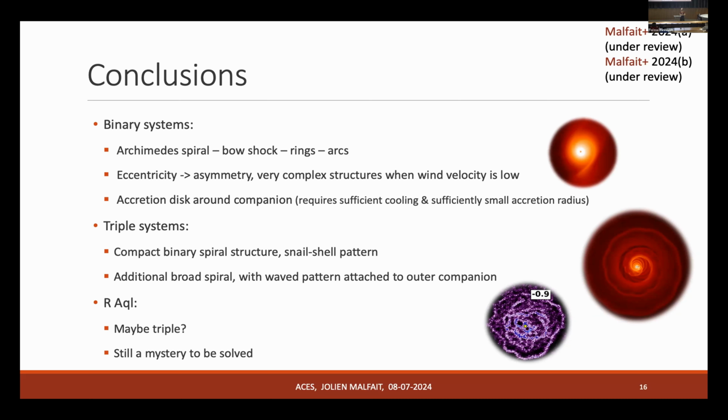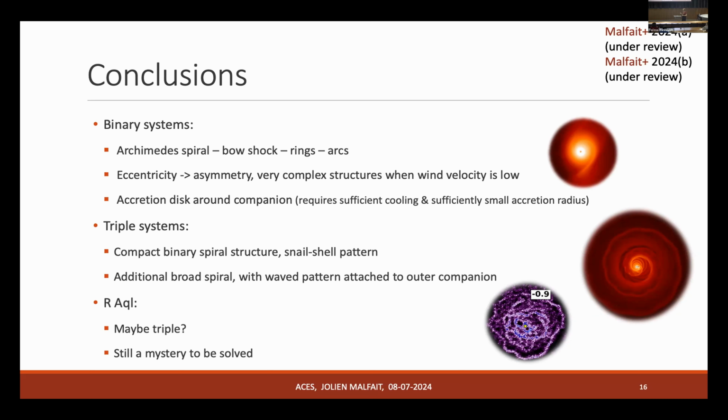So I have one. In your model, you model the companion as about 1 solar mass. And what about other lower mass substellar companions? What do we expect the effect will be on the spirals? So it's about the companion mass.